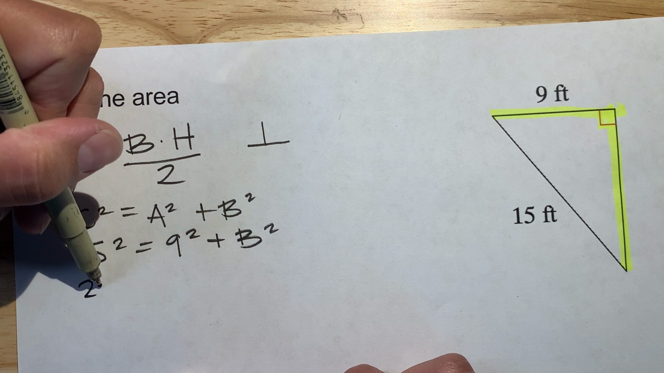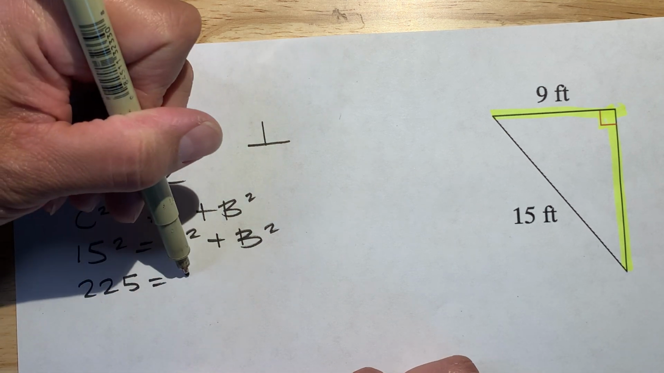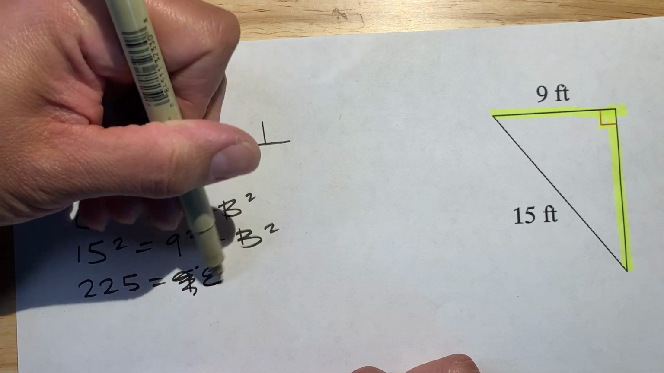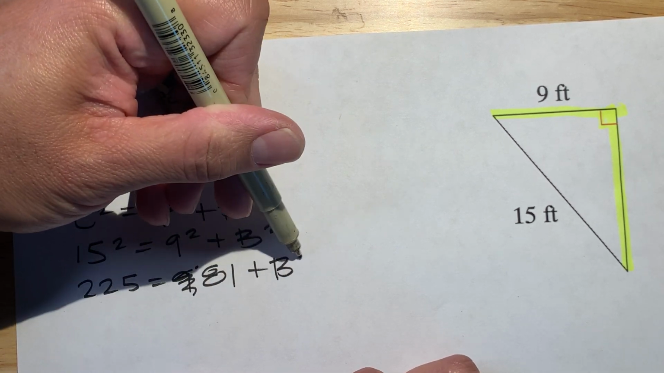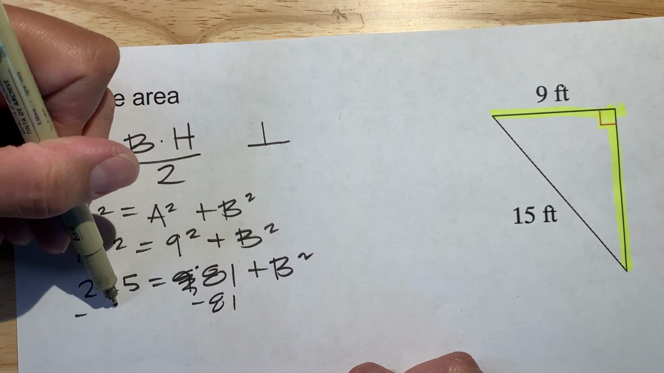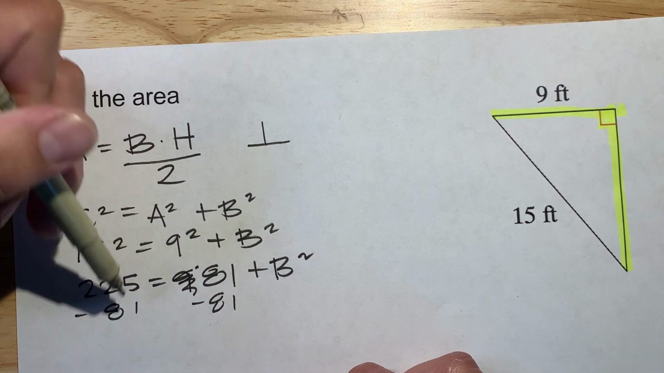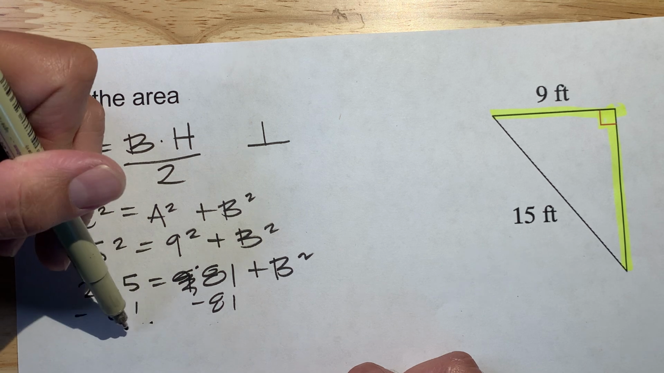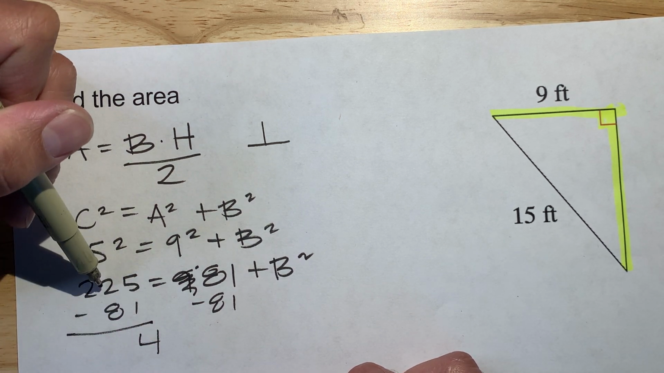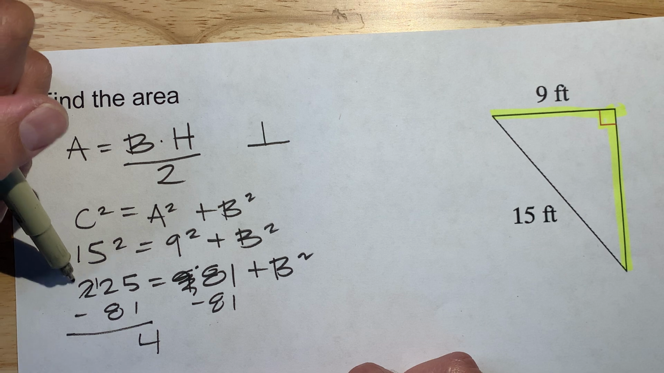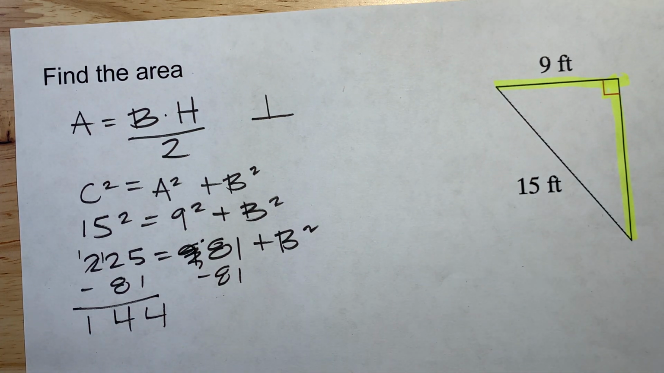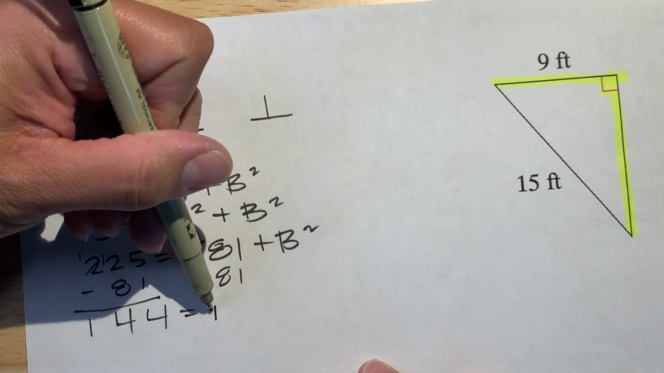15 squared is 225 equals 9 squared is 81 plus b squared. I'm going to subtract 81 from both sides. Let's see, make that a 12. Borrow that. Make that a 1. 144. Okay, so 144 equals b squared.